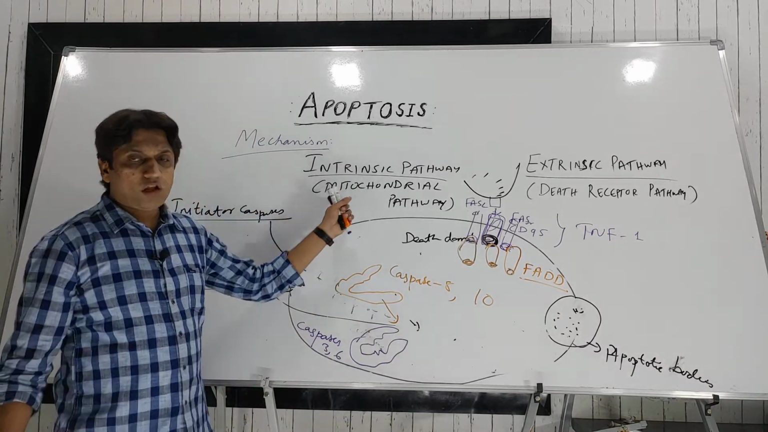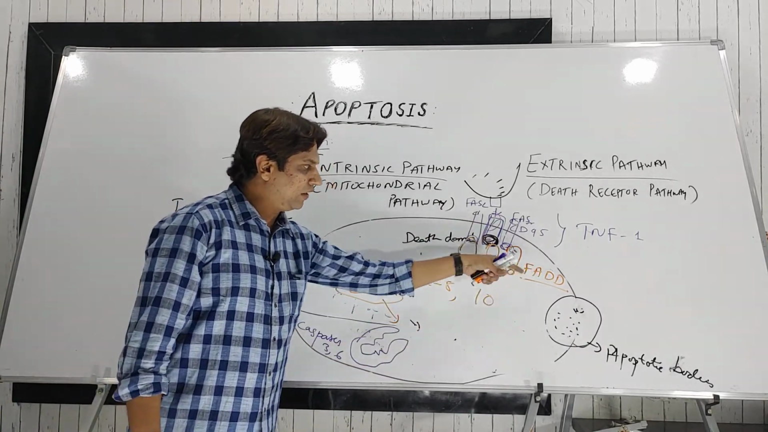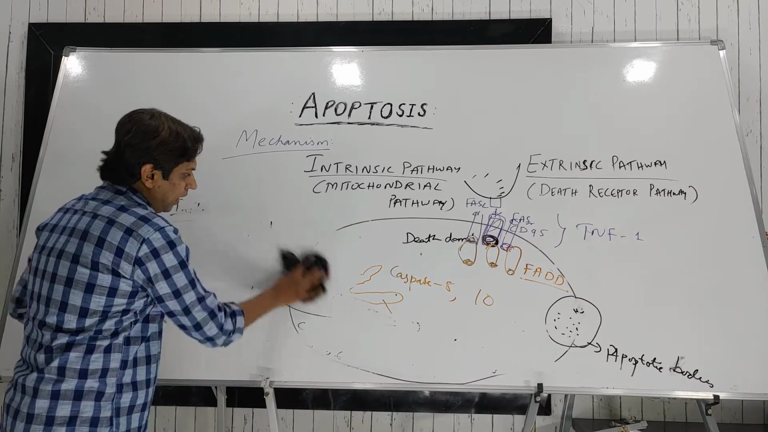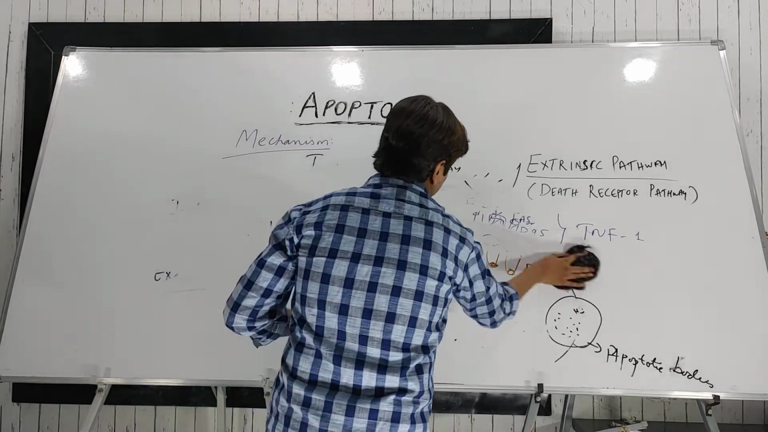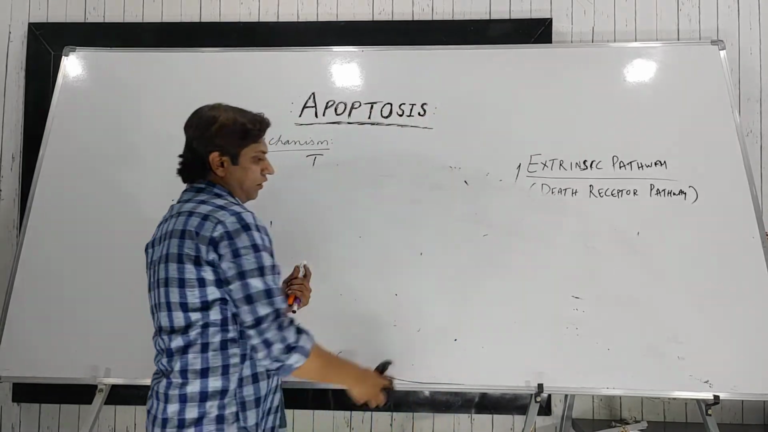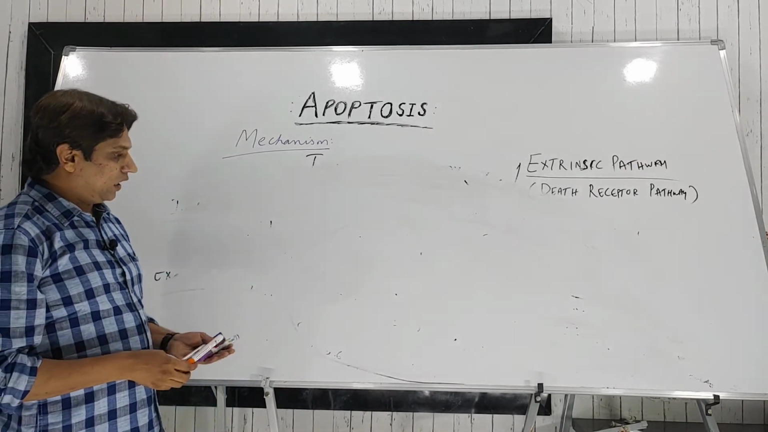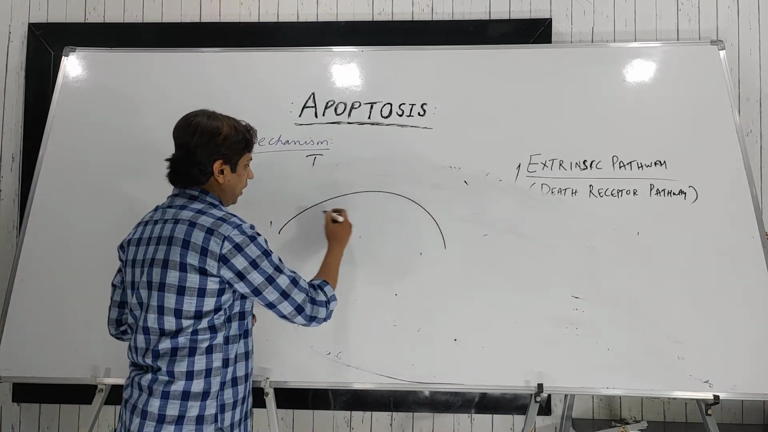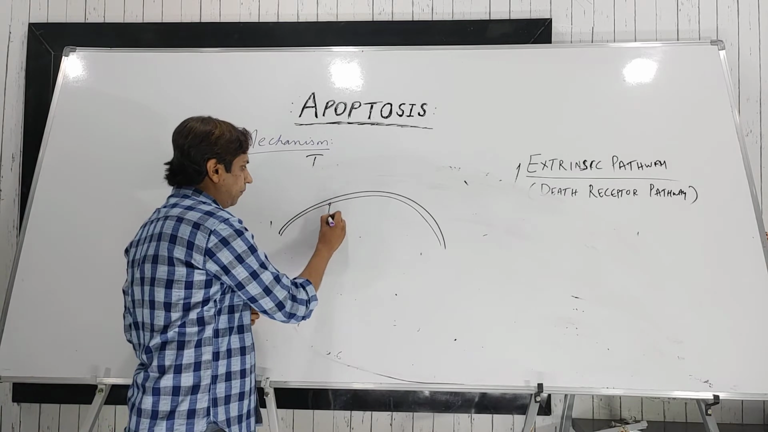So by both the intrinsic and extrinsic pathway, ultimately cellular damage takes place. What are the morphological changes? Through the executioner caspases, there is shrinkage of the cell, formation of the apoptotic bodies, and condensation of the nuclear chromatin. And one more thing on the cell membrane: the cell membrane is a lipid bilayer membrane, and one lipid is known as phosphatidylserine.